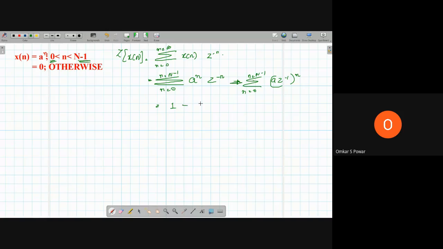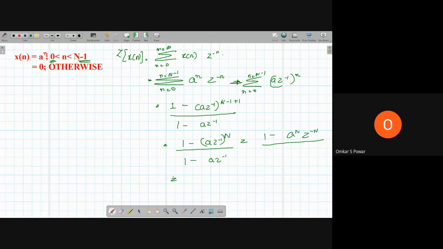This is similar to summation n varies from 0 to N minus 1 of a power n, which is equal to 1 minus a power N divided by 1 minus a. I have solved many problems with respect to this also. So now I'll write directly: 1 minus a power N divided by 1 minus a. This is with respect to the formula I have substituted. Then we'll simplify further: 1 minus a z inverse whole to the power of N divided by 1 minus a z inverse. Then how can we simplify this? 1 minus a power N z to the power of minus N divided by 1 minus a z to the power of minus 1.